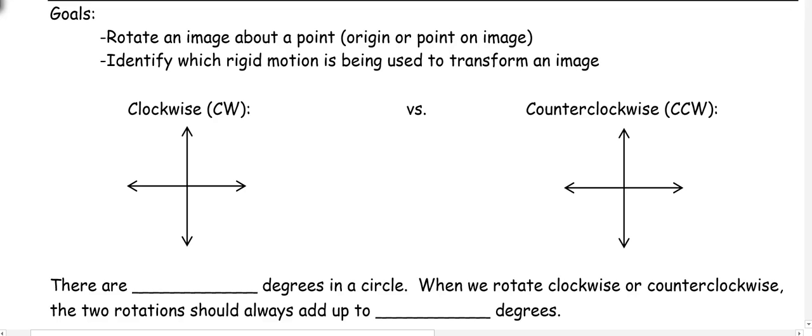This video is about rotating an image about a point, an origin, or a point on an image, and identifying which rigid motion is being used to transform an image. When we rotate, there are two ways to rotate: clockwise or counterclockwise. Clockwise, remember, we're moving like the arms of a clock, and counterclockwise, we're moving against the clock.